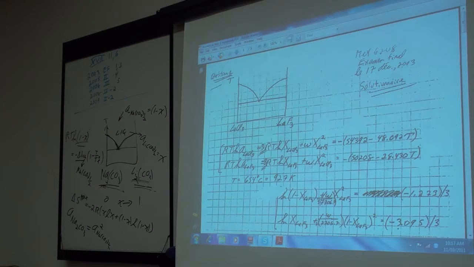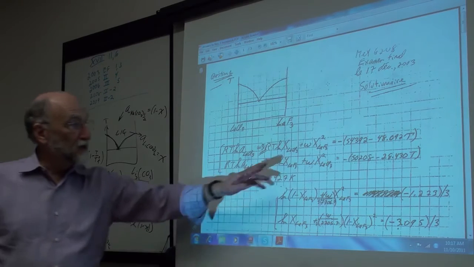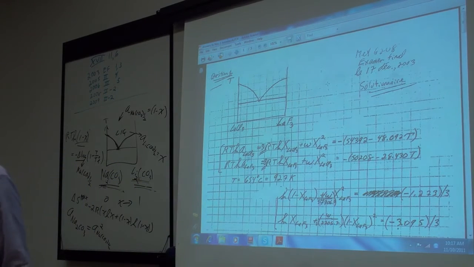Okay, so this is the Temkin model, for a liquid in which you're assuming that the fluorines and chlorines mix on their lattice sites, and the ratio of the lattice sites is 3 to 1 because that's the ratio of the cations to the anions.